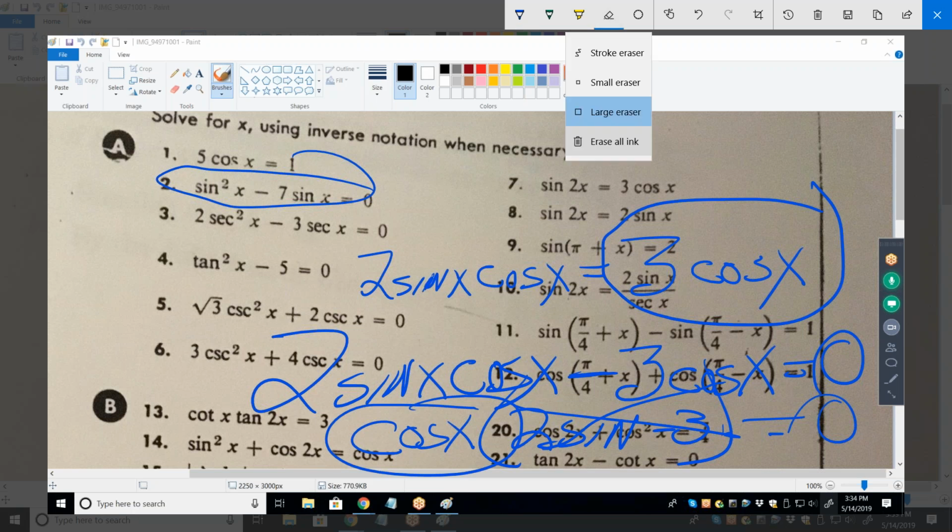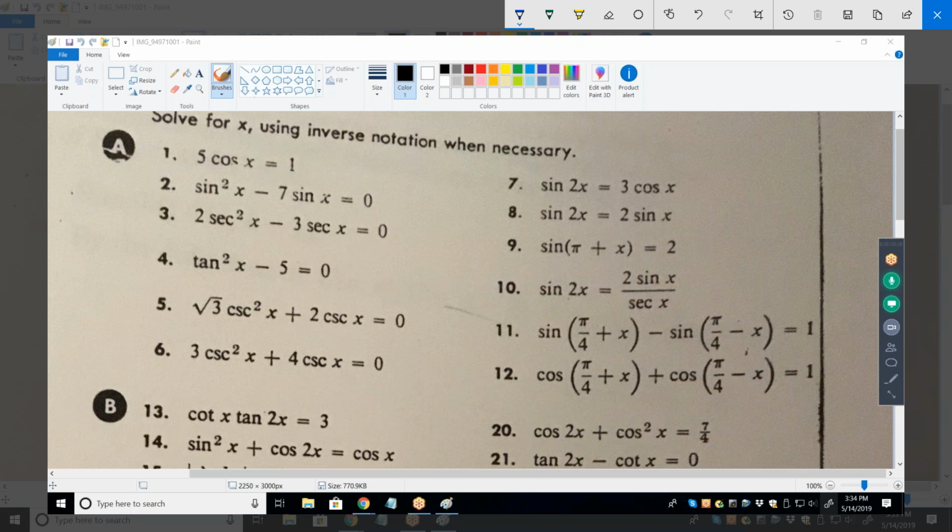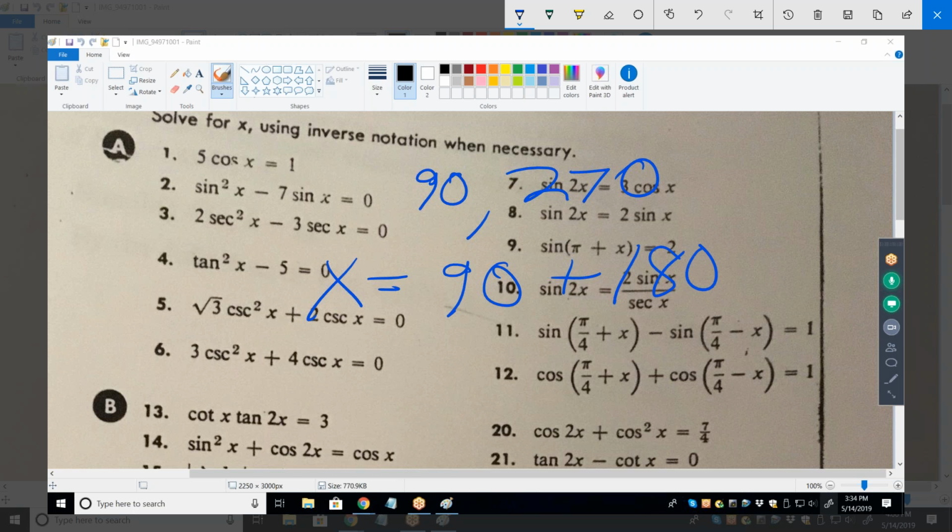Now where is the cosine equal to 0? 90 and 270. And this is one where I believe you can use just one. In other words, I think you can do 90 plus 180. That'll give you all your answers. Let's see, that'll give you 90, it'll give you 270, it'll give you 90, it'll give you 270. So that works.